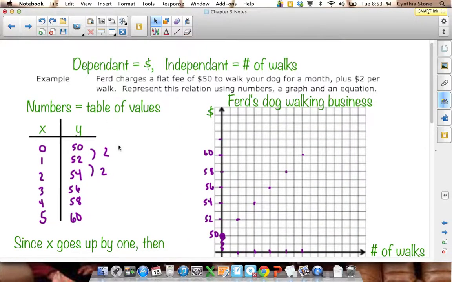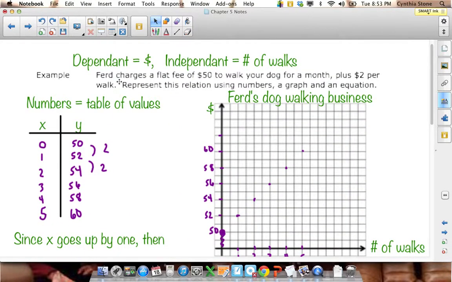Okay, another example. In this one, it says Ferd charges a flat fee of $50 to walk your dog for a month, plus $2 per walk. Represent this relationship using numbers, which is a table of values, a graph, and an equation. So numbers equals table of values.